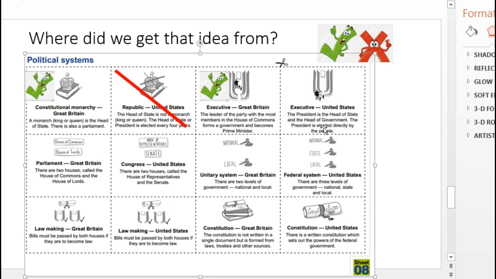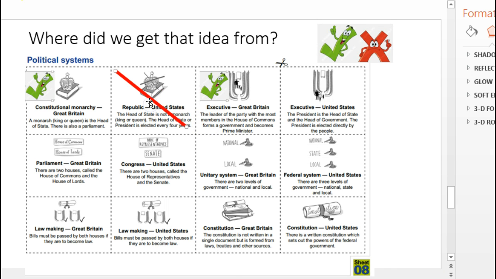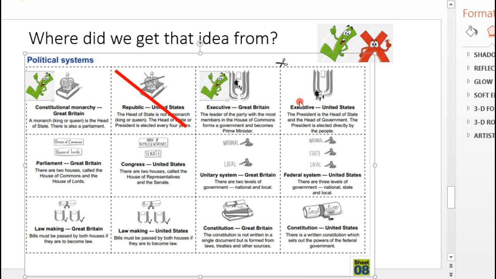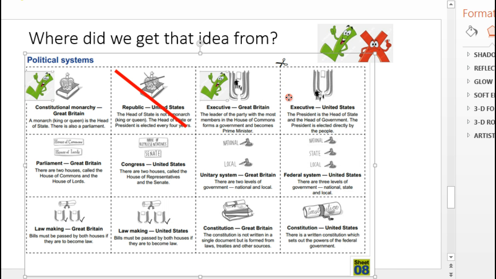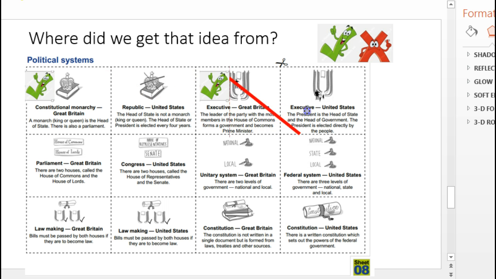Okay, our next one. The President is the head of state and the head of government. The President is elected by the people. Well, our Prime Minister, is he the head of state and the head of government? No, don't forget we have a Queen. So he is not the head of state, therefore this is not the same. Let me move my cross over here.